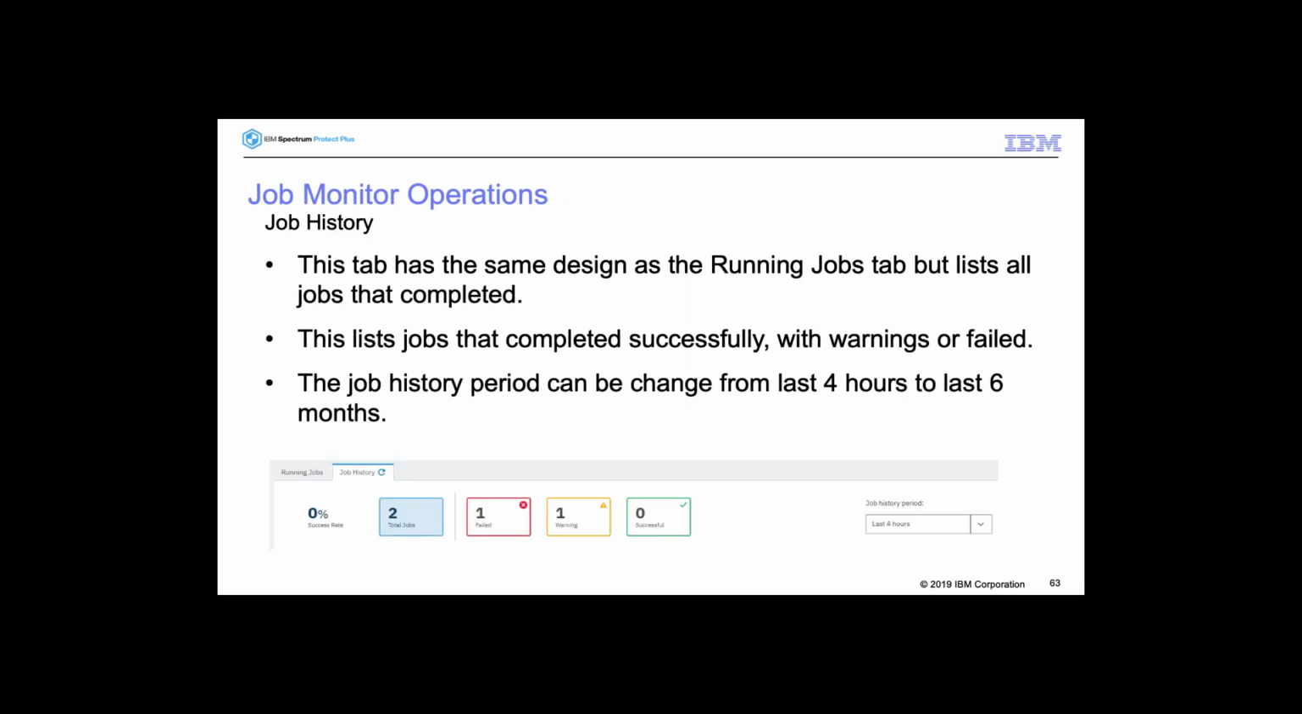The job history tab is the second tab. This is the same design as the running jobs tab, but it shows all of the job history. And as you can see, you can also filter on failed, warning, or successful jobs and pick a history period.